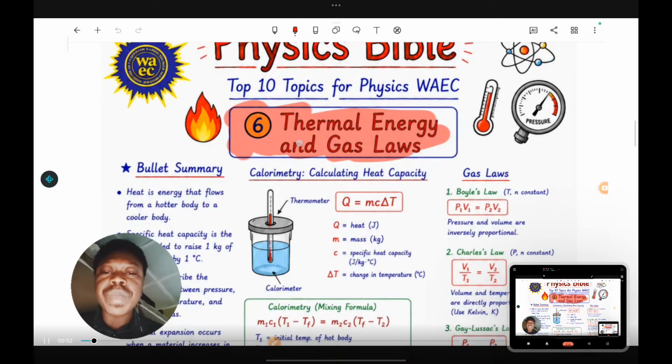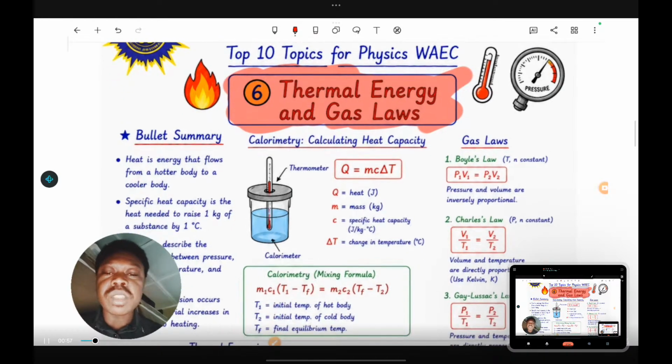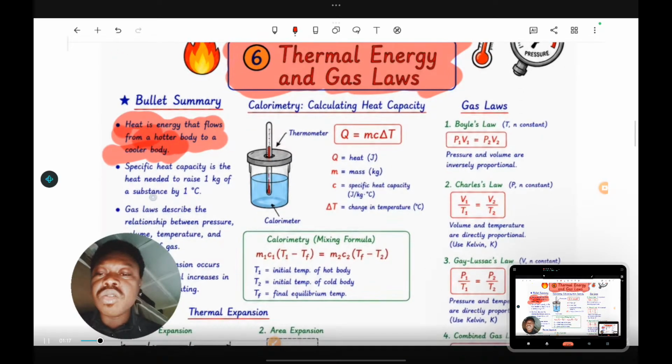This is a very important topic that you would expect from WAEC, and you expect 1 or 2 questions from this. And one principle you must know is that heat is energy that flows from a hotter body to a cooler body. There has to be a transfer of heat from a hotter body to the cooler body. And during this process, you'll be asked for specific heat capacity because it is the heat needed to raise 1 kilogram of substance by 1 degree Celsius.